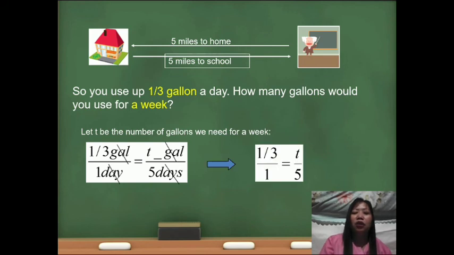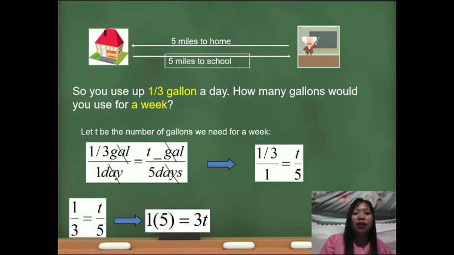Okay, so 1/3 over 1 is equal to T over 5. So we need to simplify 1/3 over 1. So we will get 1 over 3. So is equal to, rewrite T over 5. Next, by cross product property, so 1 times 5 and then 3 times T. Next, so 1 times 5 is 5 and then rewrite 3T and then divide both sides by 3. So we will get T is equal to 5 over 3.